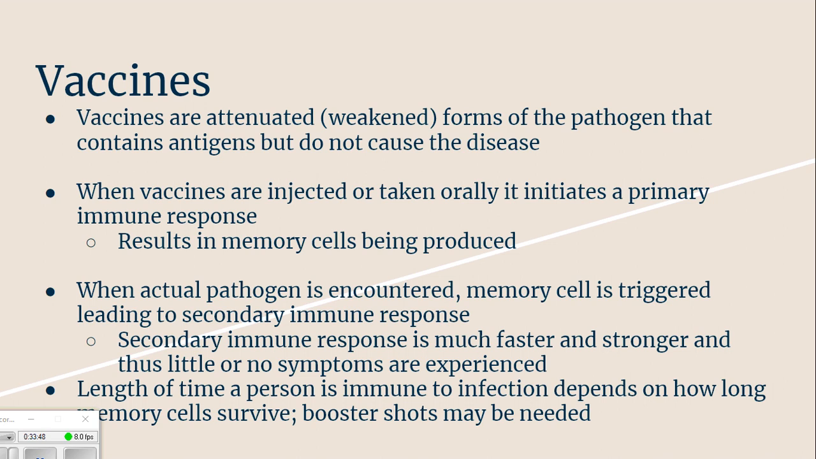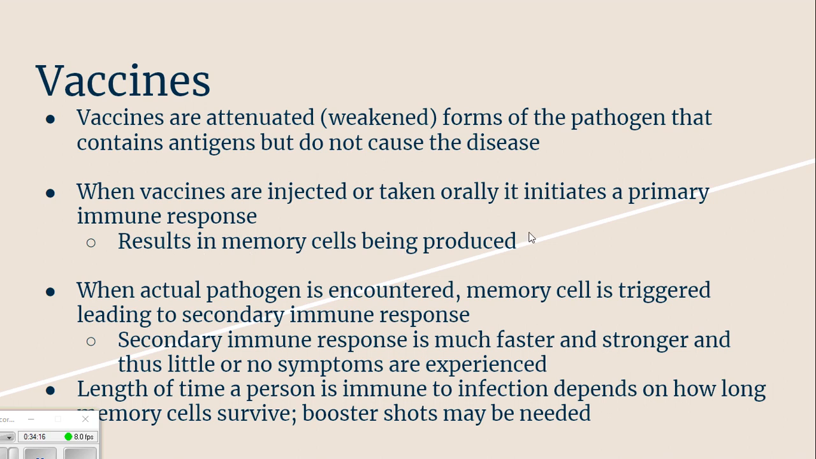Or we can heat kill a pathogen, or you can inactivate it in a preservative. There are different ways of attenuating that pathogen. So when vaccines are injected or taken orally, there aren't too many oral vaccines. Most vaccines are injected, as you may be well aware. It will initiate a primary immune response. And the ultimate result is that it results in memory cells being produced.